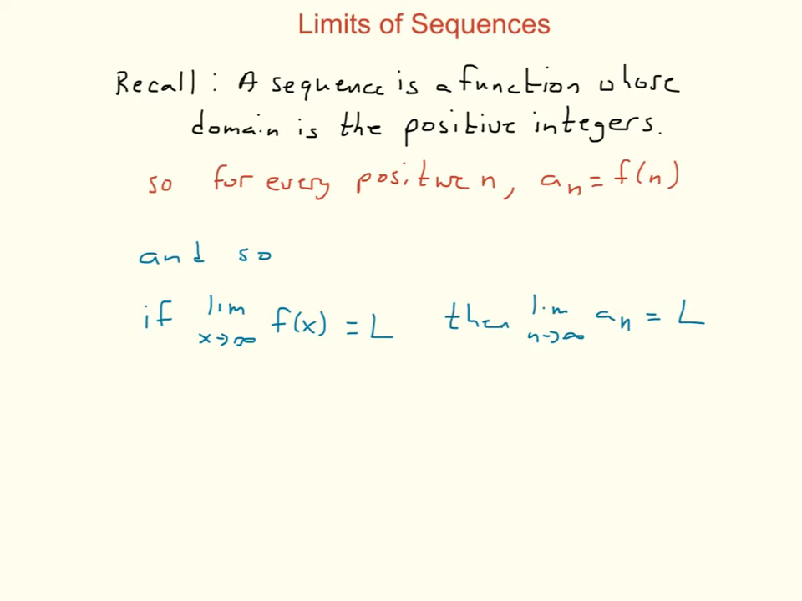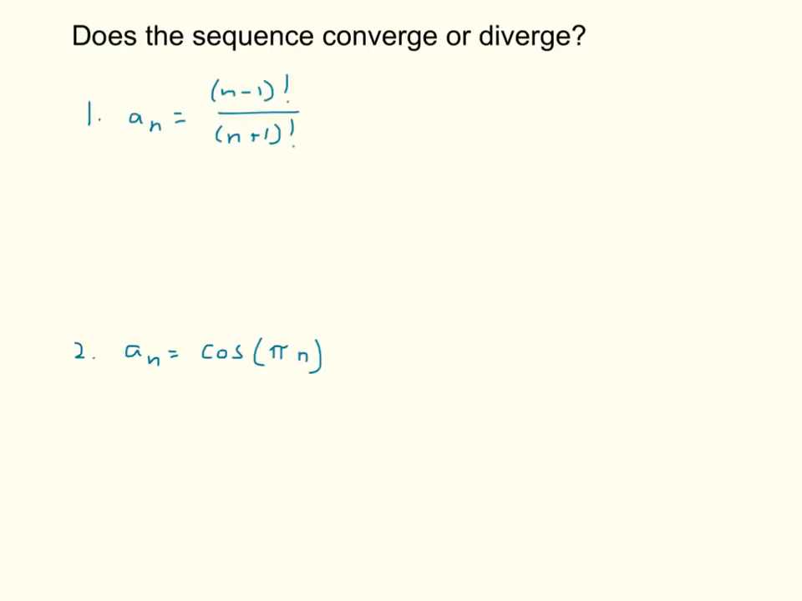What that means is if the limit as x approaches infinity of f of x equals L, then the same thing is true: the limit as n approaches infinity of a sub n is also equal to L. If that limit exists, then we would say that sequence converges. So one of the things they're going to ask you to do is determine whether a sequence converges or diverges. Really, they're saying find the limit as n approaches infinity of a sub n.